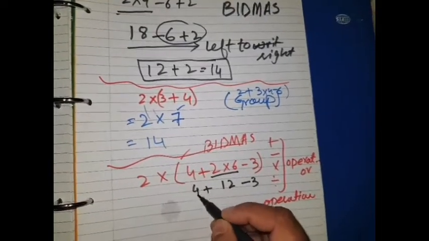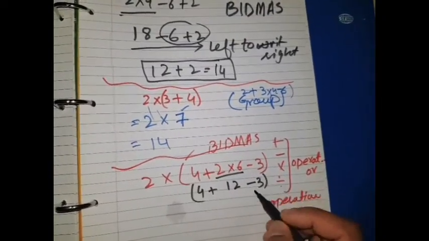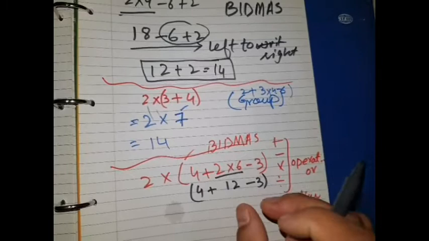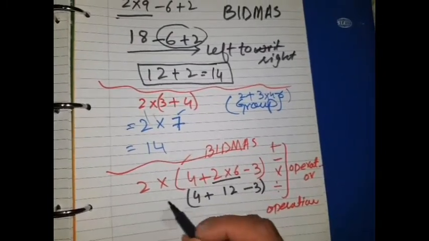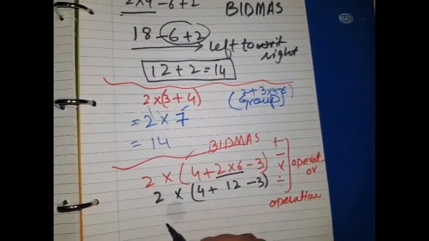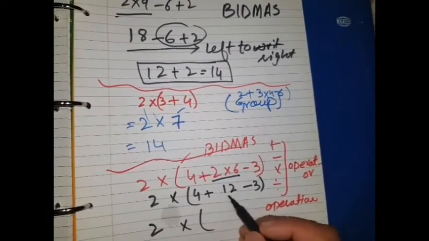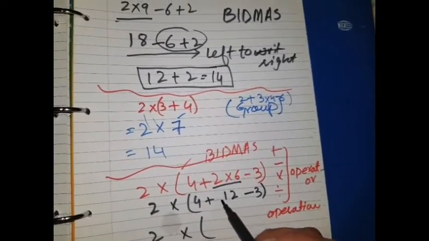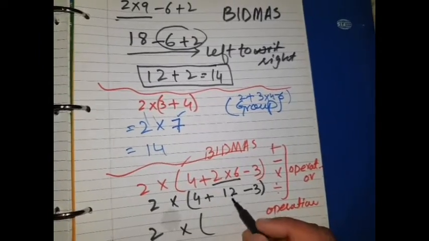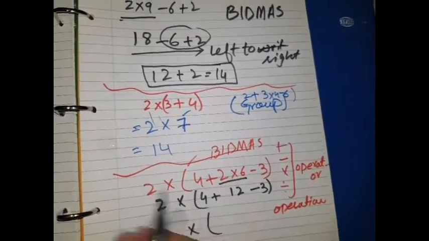Plus 4 as it is, and brackets as it is, because the values are still in a group. I didn't get one value yet. Bring the multiplication sign down and 2 here. Now, 2 times the indices, again the bracket. Again I have to follow BIDMAS. I have plus and minus, so I'll go from left to right.